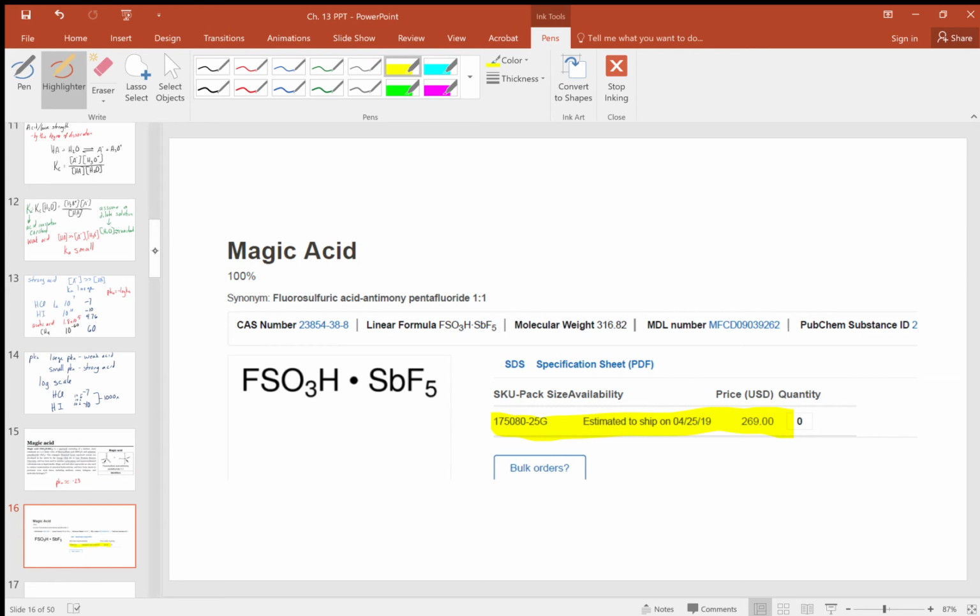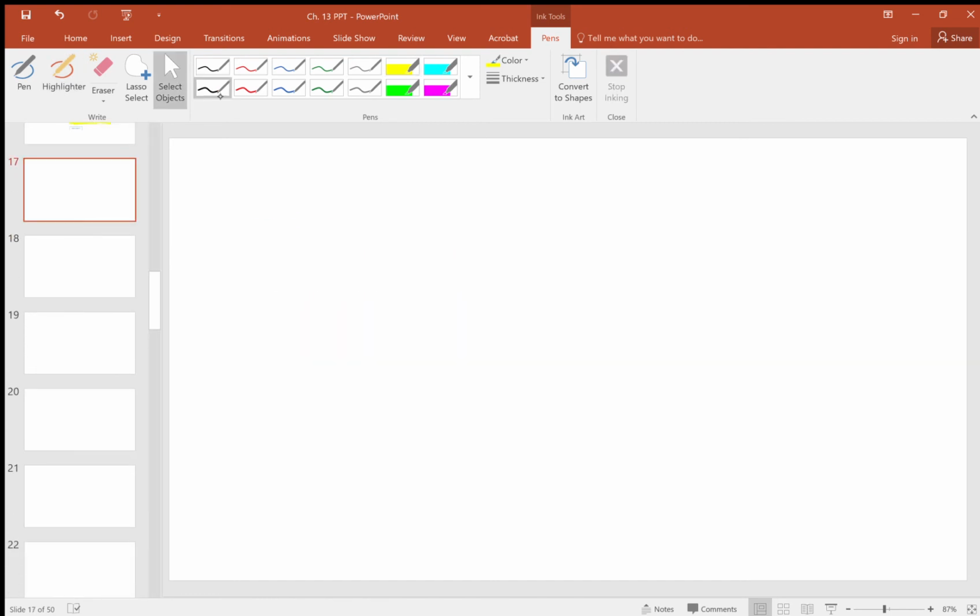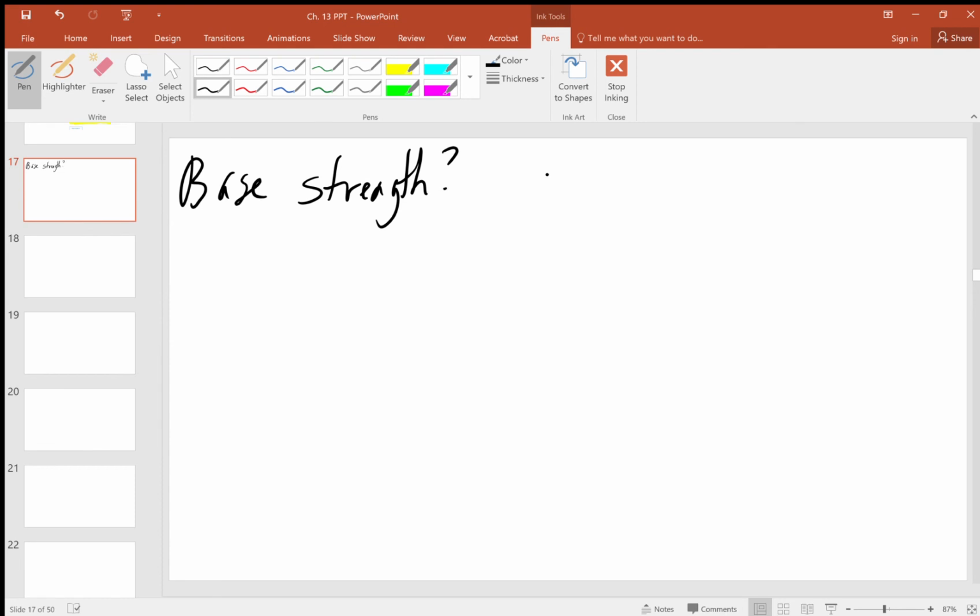Now, that's how we measure acid strength. How do we measure base strength? So the logical guess might be pKb. Now, it turns out pKbs exist. But if you go searching for them, they're actually really, really difficult to find. And the reason is because nobody uses them. Why is that? Well, let's look at the following.